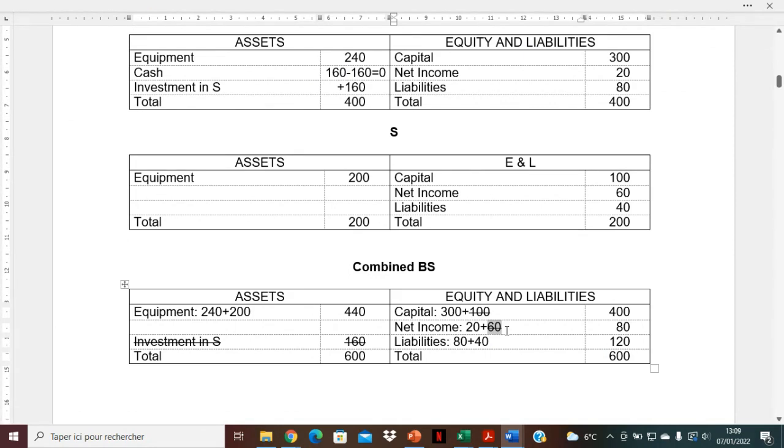So that means we are balanced. And since we have no indication of any other internal transaction, we are already done. That means my final assets is 440. My final capital is 300. My final profit is 20. Total liabilities is 120. That means I have total equity and liabilities of 440. Okay, and that would be my consolidated balance sheet in the end.